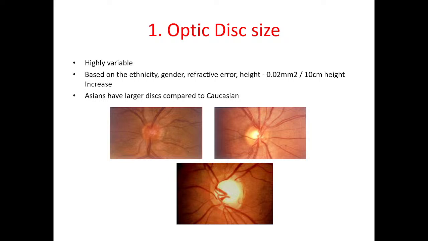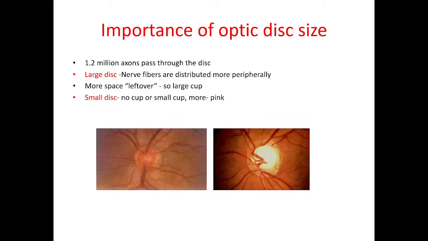No, you have to see the size of the disc also. See the rim configuration of this rim also. See the color of the rim also. Then we have to diagnose or suspect glaucoma. Okay, so disc size is highly variable. Okay, depends on the ethnicity, depends on refractive error, I said, depends on the height of the patient also. So patient may have a large disc, may have a small or an average size disc. This we have to pay attention.